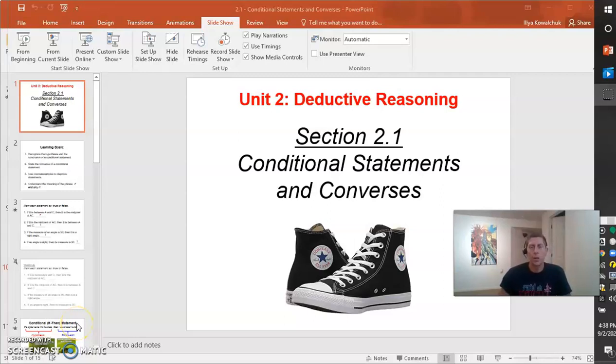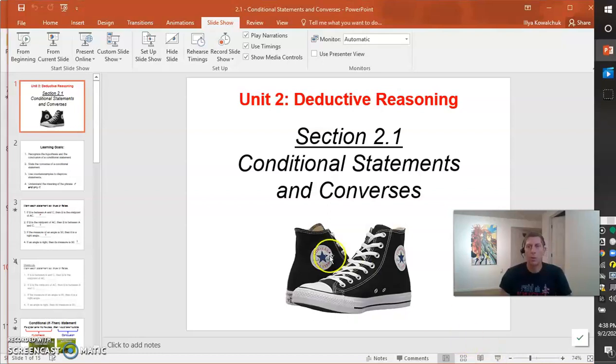I'm here today to talk to you about section 2.1. We're going to start unit 2 today, which is called deductive reasoning. And the first section in that is 2.1. So today's section is called conditional statements and converses. Of course, the converses are on the screen for you to enjoy as well.